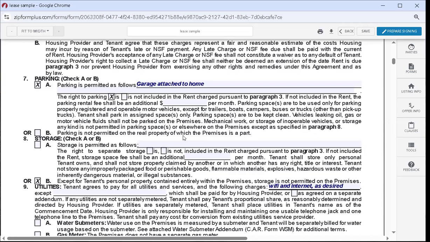If you're downtown, maybe there is no parking permitted on the property. Maybe it's just a building that doesn't allow for any parking. So make sure that you are handling the parking. Parking can be first come, first served. There's a lot of lots like that on larger apartment complexes, so that's perfectly okay to put.